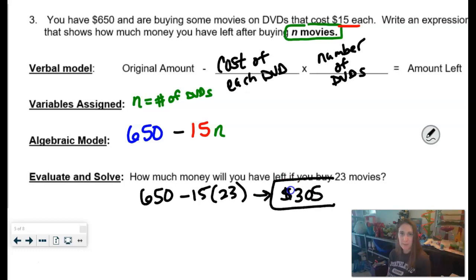Now, the part I've been kind of skipping here, because I'm tired and I shouldn't do this, is that I should be giving my answer as a human. I should be saying, if I were to buy 23 movies, I would have $305 left. Like, I should write that sentence.